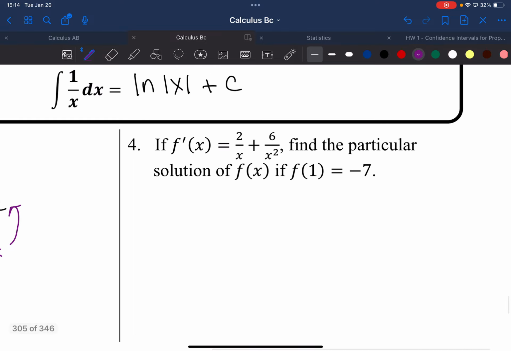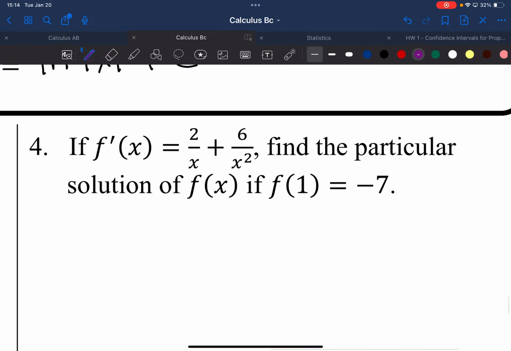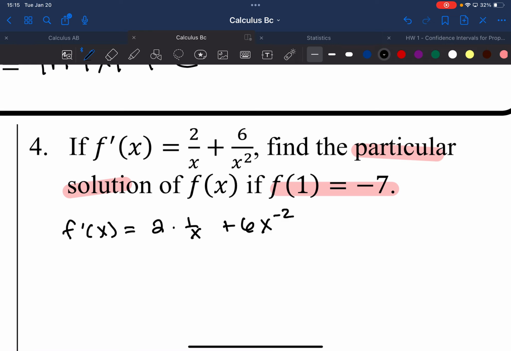Okay, on number 4, it wants us to find the particular solution, which means they had to give us more information, which they did. I would first take this and I would rewrite the derivative to be 2 times 1 over x plus 6 times x to the negative 2 power. Bringing that x squared up out of the denominator and seeing that 2 over x is the same as saying 2 times 1 over x.